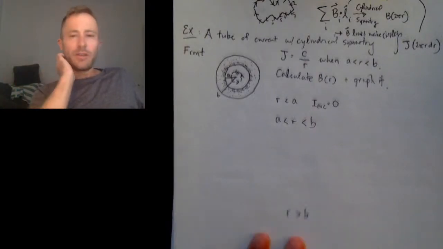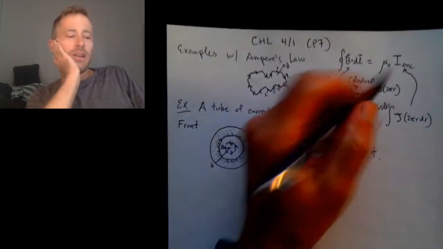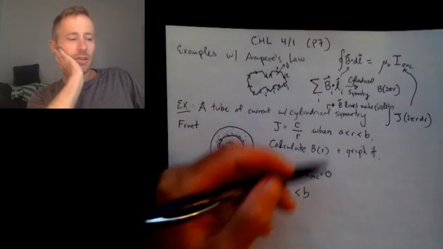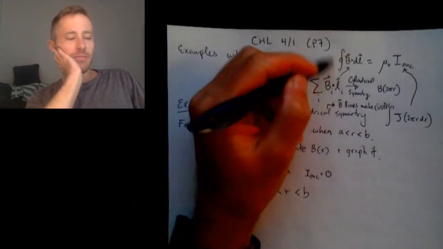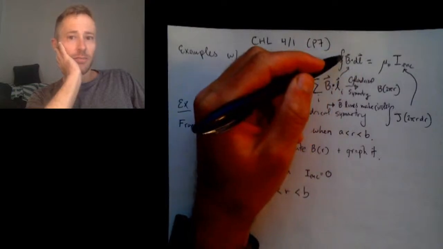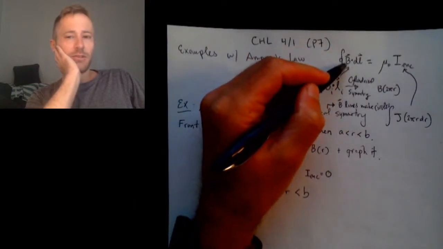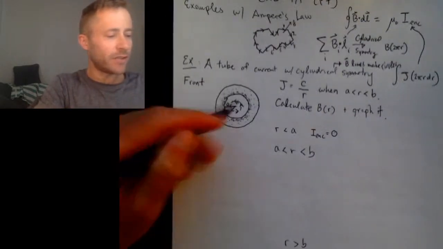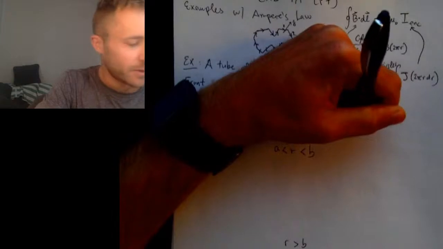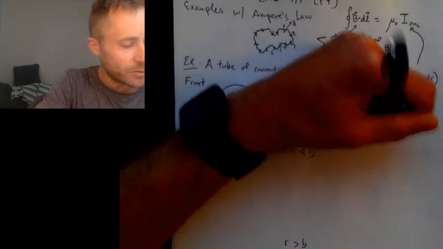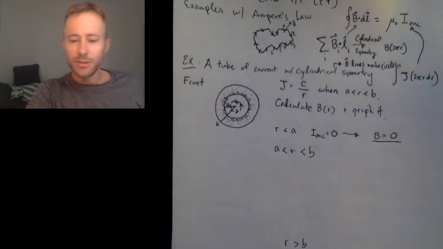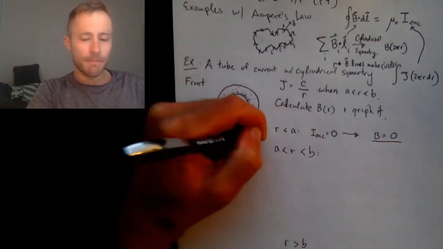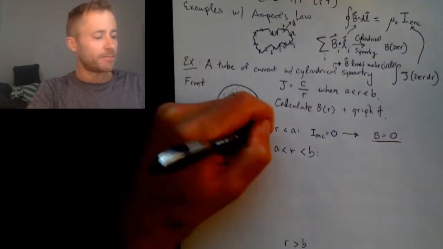And so we can see that the right-hand side of Ampere's law is 0. And so that means that the left-hand side also has to be 0, which means that the magnetic field is going to be 0. Okay, so inside the tube, we have magnetic field is equal to 0. That was easy. Okay, so what if r is between a and b?